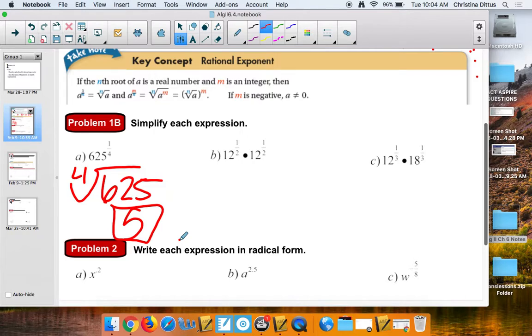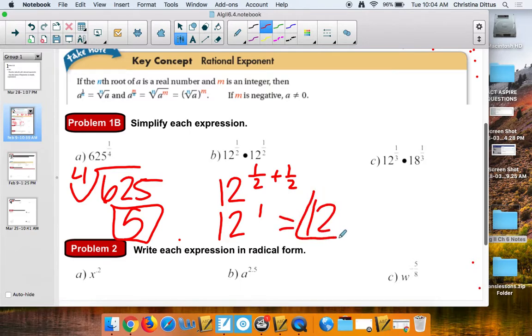Okay, remind me, when our base is the same, what do I do with exponents? Add. Okay, so my base stays the same, and I have a 1/2 plus a 1/2. What's a 1/2 plus a 1/2? What is 12 to the first power? 12. It's a lot simpler than writing 12 to the 1/2 times 12 to the 1/2, isn't it? Okay.